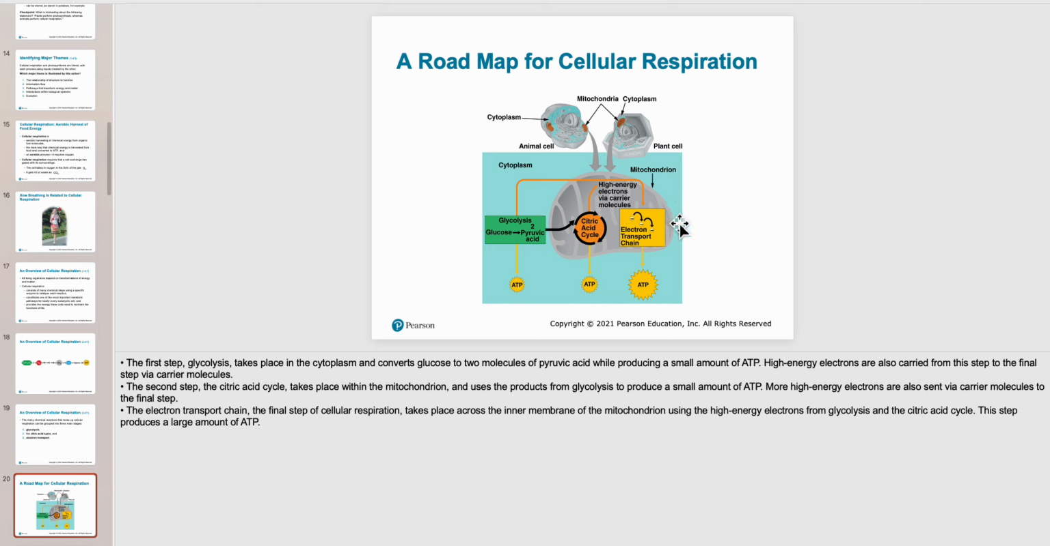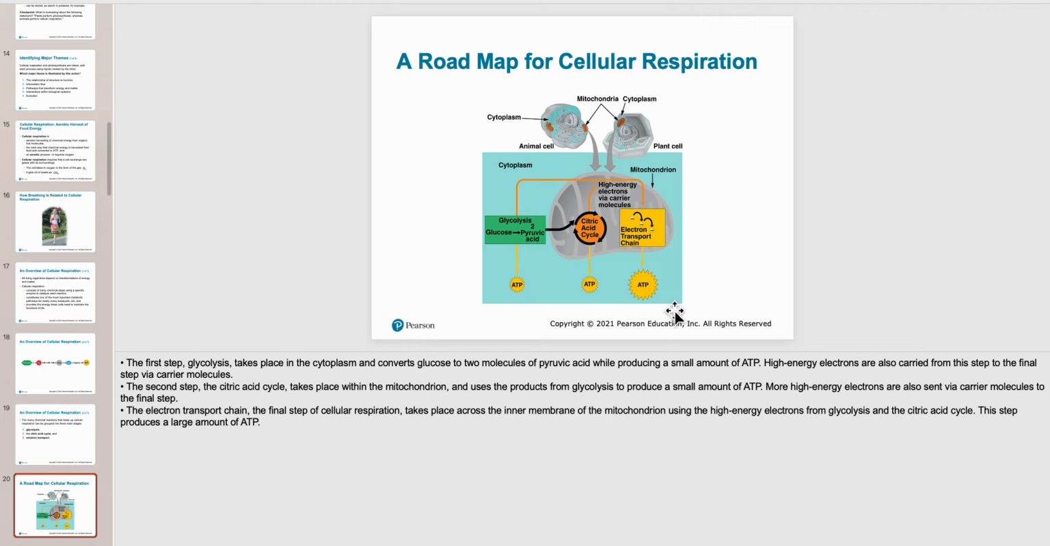And then eventually we get to the last stage. It's called the electron transport chain. That's in a different area of the mitochondria. And notice the size of the ATP down here. See how it's much bigger than the other two. I told you that glycolysis produces only 2 ATPs. I also told you that the Krebs cycle, the citric acid cycle, only produces 2 ATPs. But then the electron transport chain will produce about 32 ATPs.